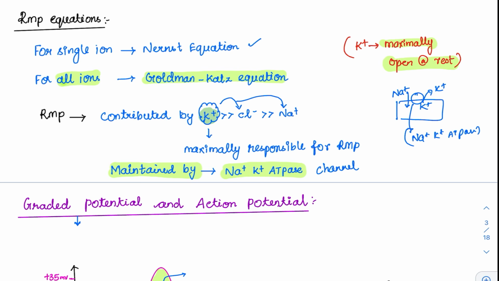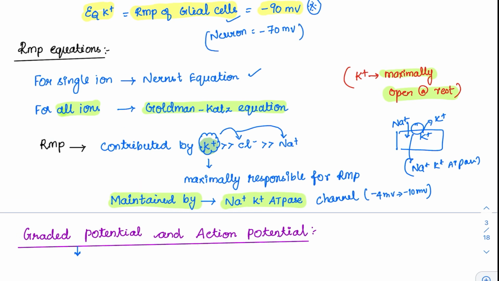It contributes to RMP very, very little. They say it is around minus 4 millivolt to minus 10 millivolt. Very, very little. Whereas the RMP is around minus 90, minus 70, around that range. RMP for a glial cell is minus 90, but for a neuron, it is minus 70 millivolts. So we have to remember this information also. So this is all about our resting and the equilibrium potential.